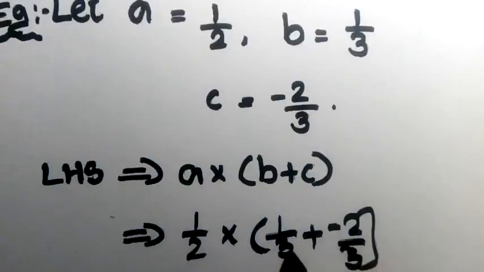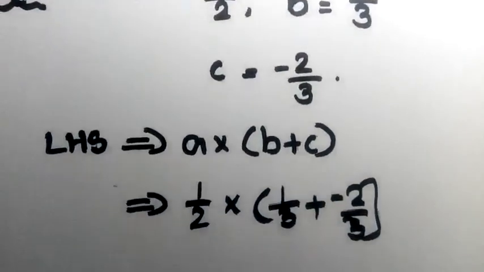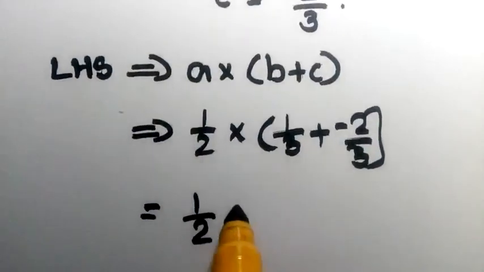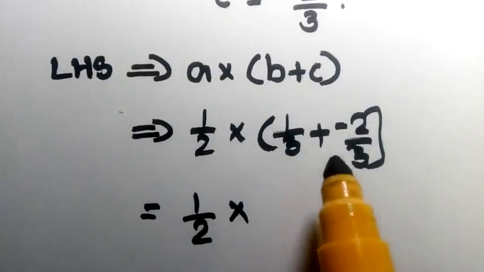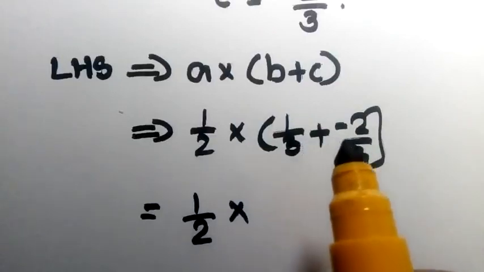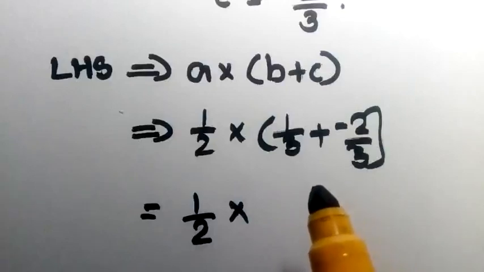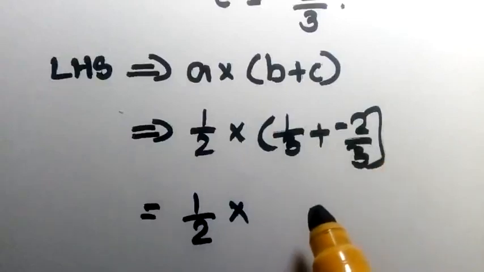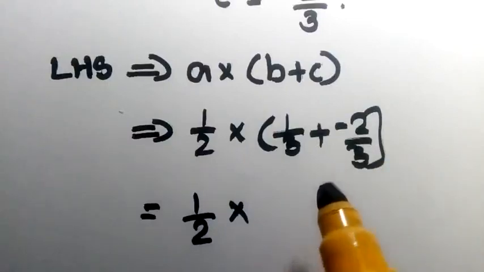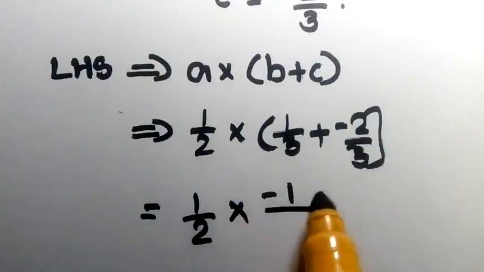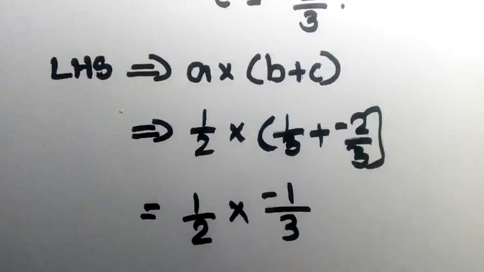First we need to solve inside the bracket. 1 by 3 plus minus 2 by 3, which is equal to 1 by 2 into, what is 1 by 3 plus minus 2 by 3? Denominators are same. So add only the numerators and keep the denominators same in the answer. 1 plus minus 2. What is 1 plus minus 2? That is minus 1 by 3, the denominator is same in the answer also.